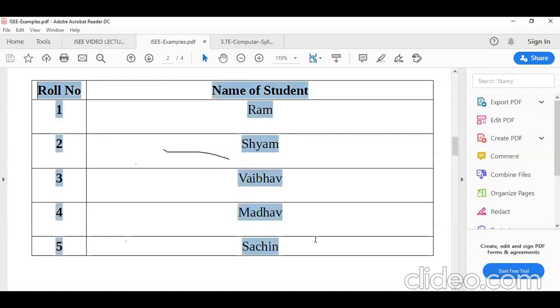Yes. So to the raw data, you added some context. That's why I have written that data plus context becomes the information. Understood. Now, this is nothing but a kind of information. What information are you getting? Roll number 1 belongs to Ram. 3 belongs to Vaibhav. 5 belongs to Sachin. Like this. Understood.